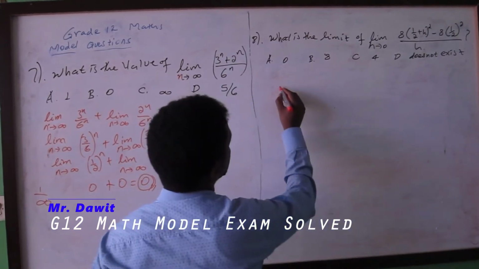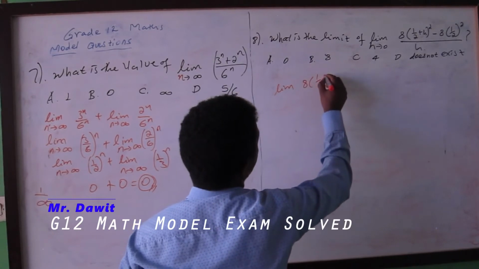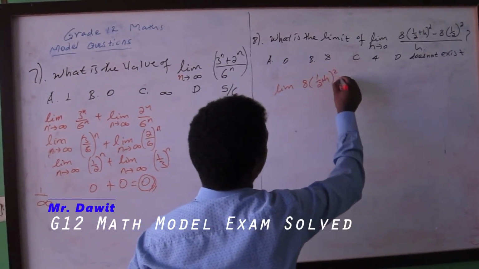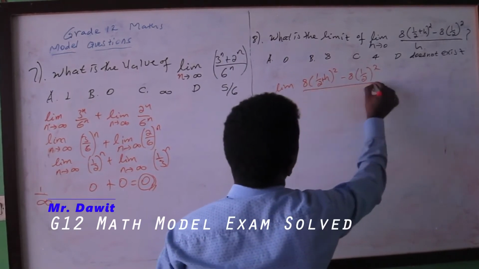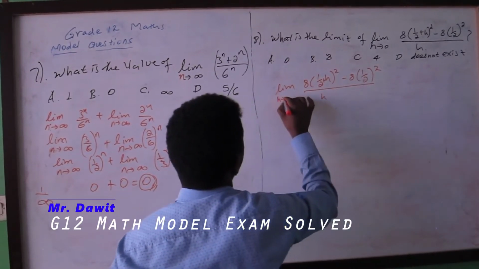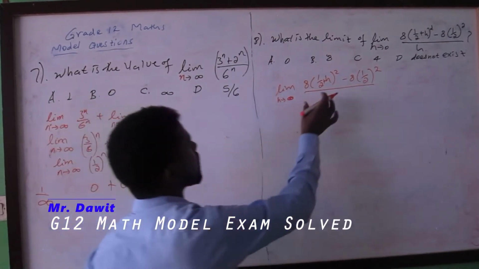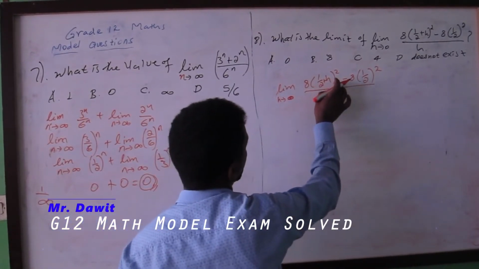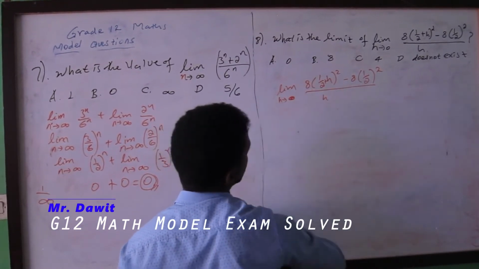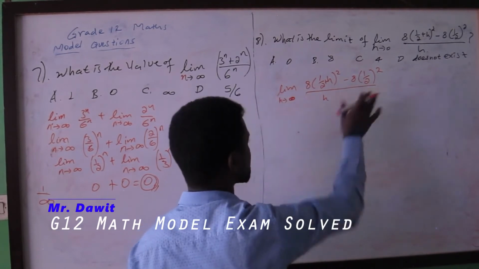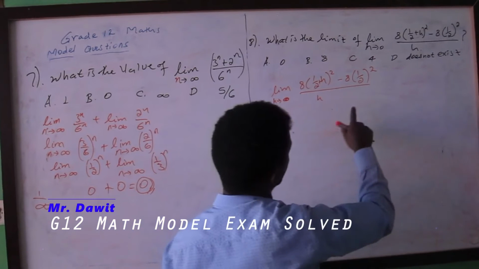That means the limit of 8 times 1 over 2 plus h the whole square minus 8 times 1 over 2 the whole square, divided by h, as h goes to what? 0. As h goes to 0. So we have to find out this one first. Okay, we have to simplify this one. But if we substitute the value of h by 0, it becomes what? Undefined. Yes. So direct substitution is irrelevant for solving this question.